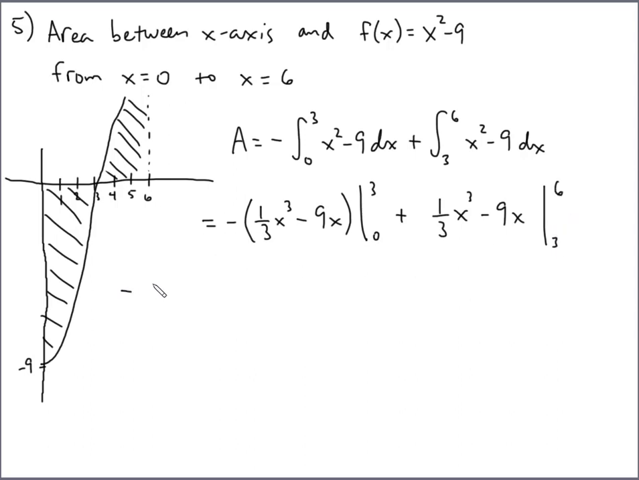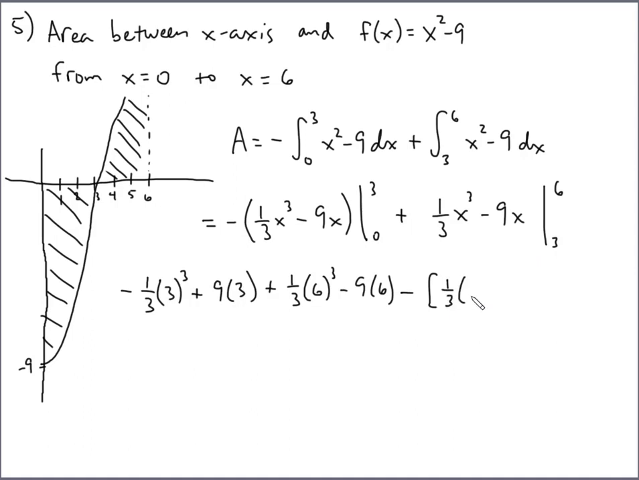So for this first part, we'll get negative. If I plug in 3 there, I'm going to have 1/3 times 3 to the third power, minus 9. Actually, it'll be plus 9 times 3. Why will it be plus again? Because that minus is there. It gets distributed. Okay, and then plus the rest of this is going to be 1/3 times 6 cubed minus 9 times 6. And then we have to subtract off what we get when we plug in 3, so we'll put that in parentheses as well. If I plug in 3 there, I get 1/3 times 3 cubed minus 9 times 3.